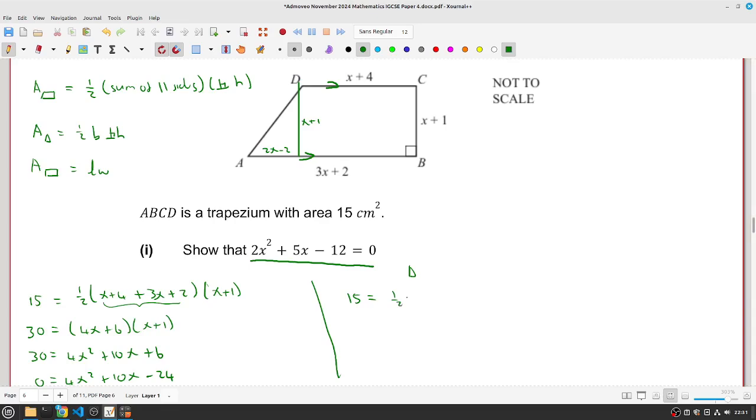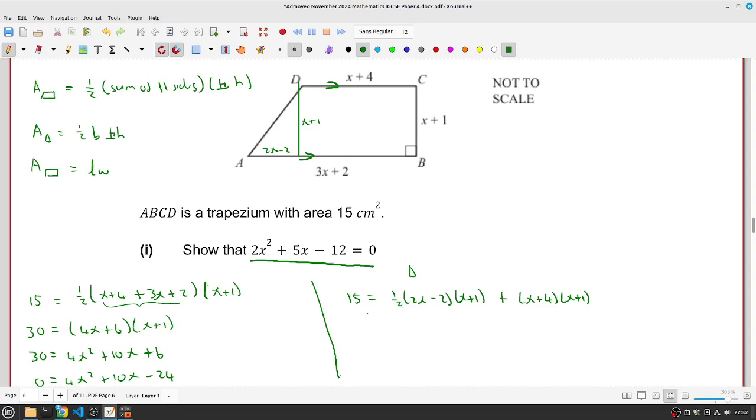So that's half times the base times the perpendicular height. And then to that we add the area of the rectangle. The rectangle is length times width: x plus 4 times x plus 1.